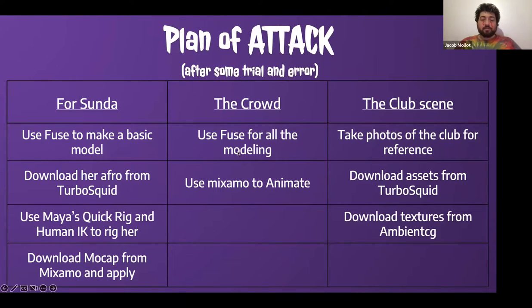For the crowd, I'm just going to use Fuse to do all the modeling, use Mixamo to animate it. The club scene itself, take photos of the club for reference, and then that's all just downloads. And I ask her for the money. I say, this is how much I'm going to spend. Because if I modeled all that, who knows how long that would take me to do it well, but I can download all that stuff. And that's why I think a big thing in 3D is it might feel like cheating sometimes.